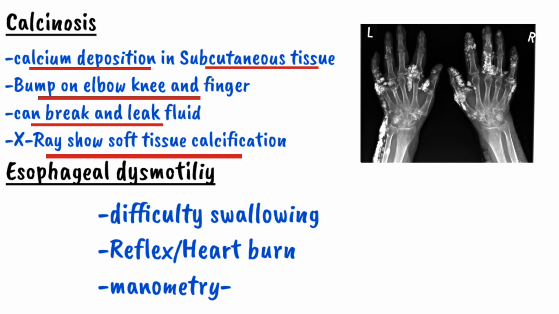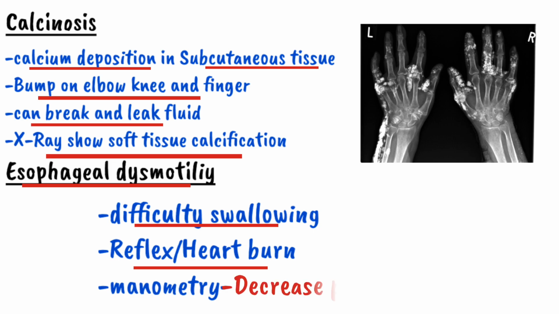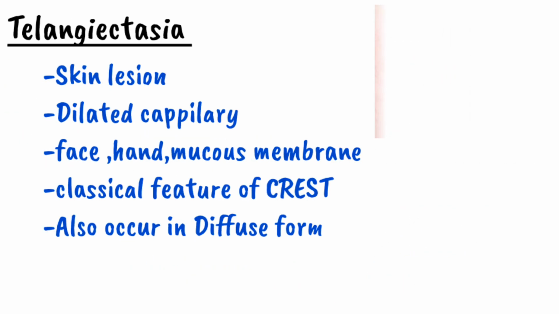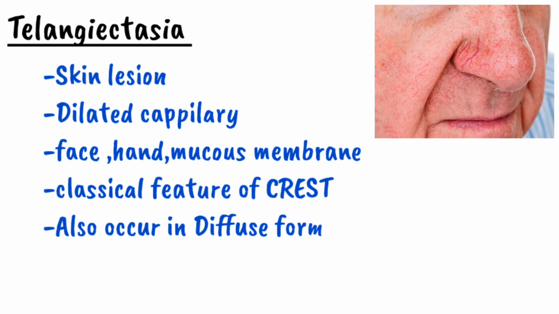The E stands for the esophageal dysmotility. In esophageal dysmotility, there will be a difficulty in swallowing, which will cause reflux and heartburn. In manometric finding, there will be a decreased peristalsis and there will be a lowering of pressure of lower esophageal sphincter. The S in CREST stands for a sclerodactyly. The sclerodactyly is a claw-shaped hand which I discussed in a diffuse form.